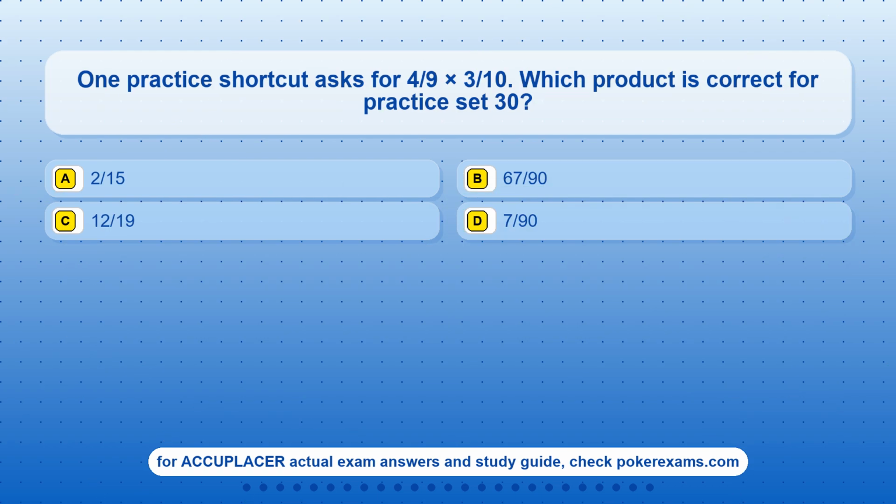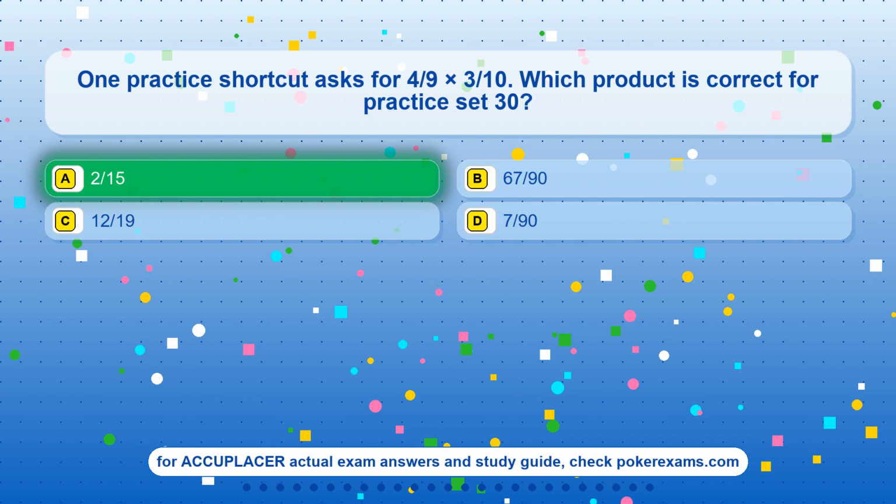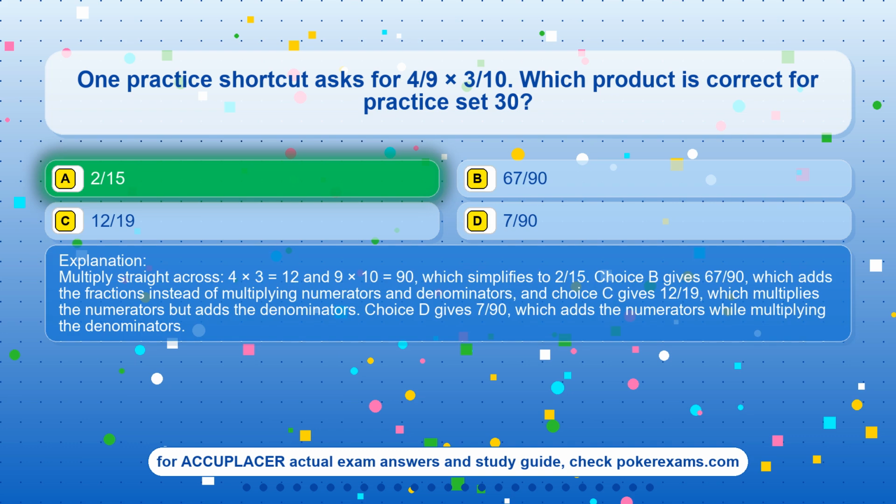Question 11. One practice shortcut asks for 4/9 times 3/10. Which product is correct for practice set 30? Option A, 2/15, option B, 67/90, option C, 12/19, option D, 7/90. The correct answer is option A, 2/15. Multiply straight across. 4 times 3 equals 12 and 9 times 10 equals 90, which simplifies to 2/15.